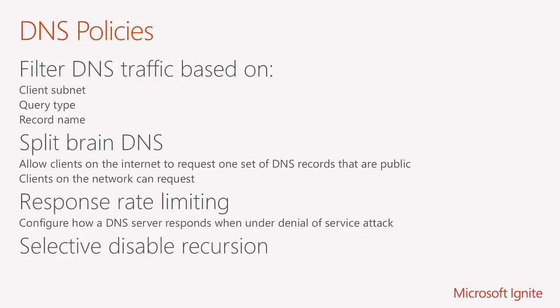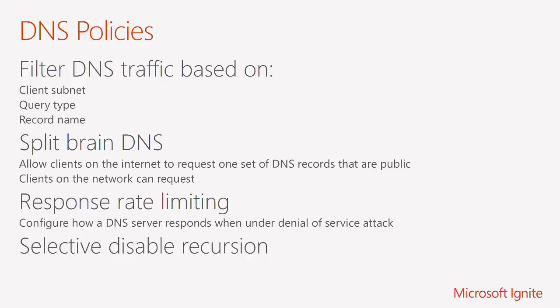You can say, if you are on this particular subnet, you can only request A records or host records. You cannot request SRV records. You cannot request MX records. So what you're doing is you're specifying for the DNS server the types of records that someone who is an external host can query. You can even do it by record name. You can literally say, if you're on an external network, you can request these records. You can't request anything else. You can obviously use that to then do split brain DNS.